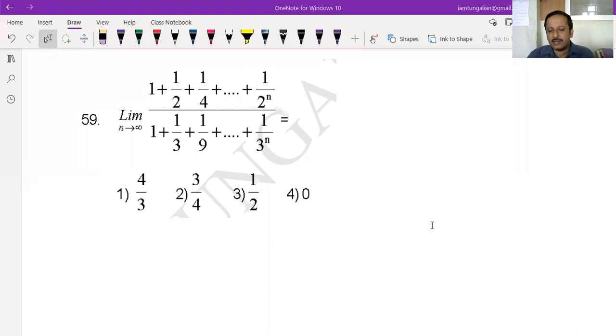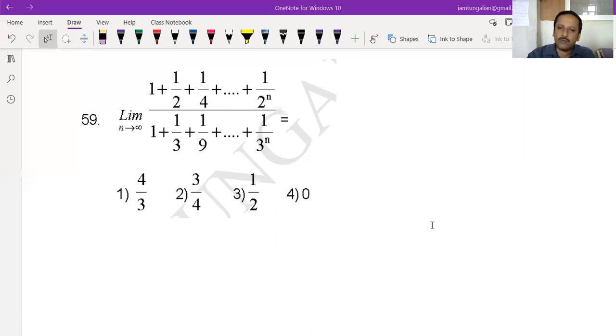Similarly, observe the denominator. We have 1 plus 1 by 3 plus 1 by 9, etc., till 1 by 3 power n. The denominator is also in GP with the first term 1 and common ratio 1 by 3. So the denominator is in GP with first term 1 and common ratio 1 by 3.